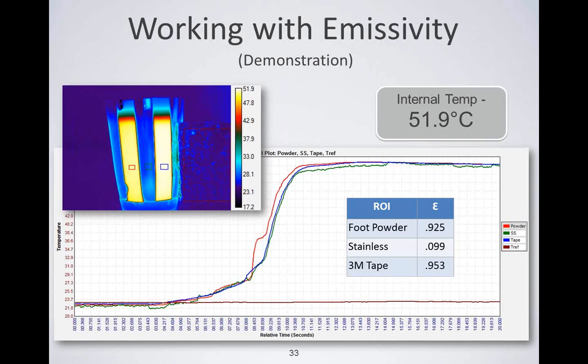Finally, let's look at the stainless steel. The emissivity calculator generated an emissivity of 0.099, or in other words, the stainless steel cup is a terrible emitter. But even with such a low emissivity value, with the corrections applied, the reported temperature tracks closely with the tape and powder coating measurements.